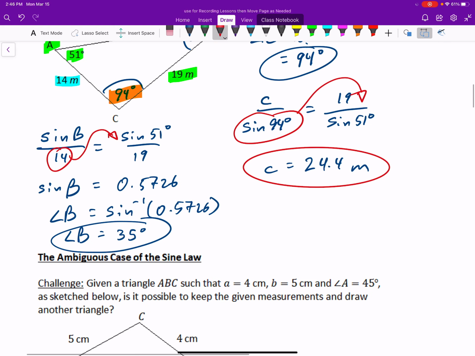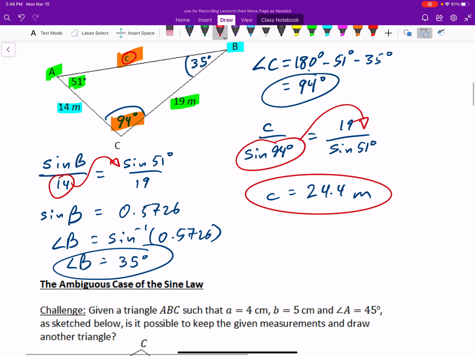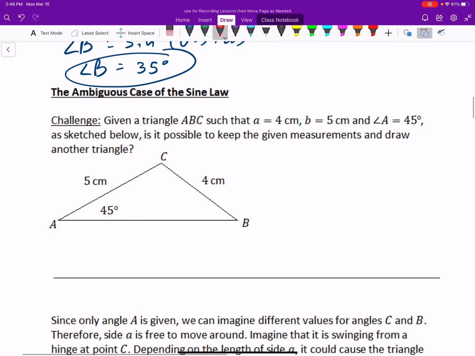Okay, so that's a quick review of the sine law. We can use it for finding angles, and we can use it for finding side lengths. So what is this ambiguous case of the sine law? Well, let's start with a challenge. Given a triangle ABC, so that you can see it there, if side A is 4 centimeters, and side B is 5 centimeters, and angle A is 45 degrees, is it possible to keep the measurements the same and draw another triangle?